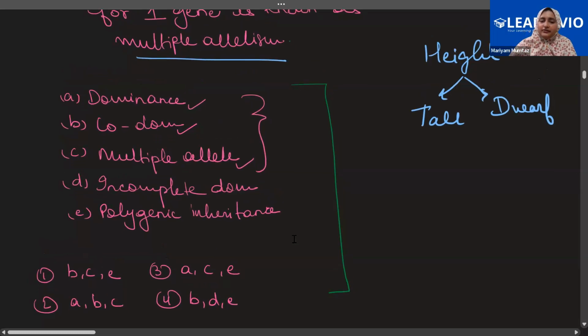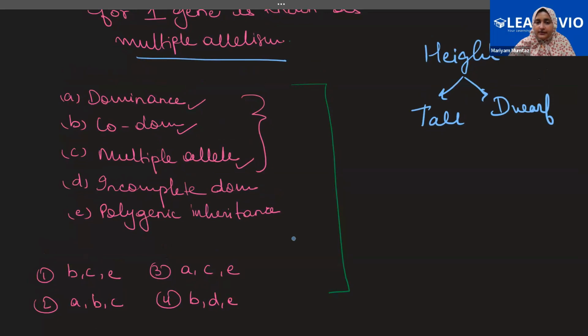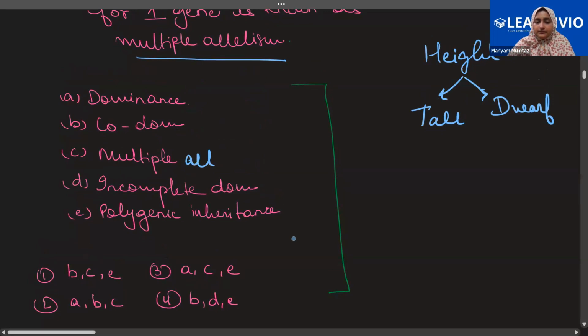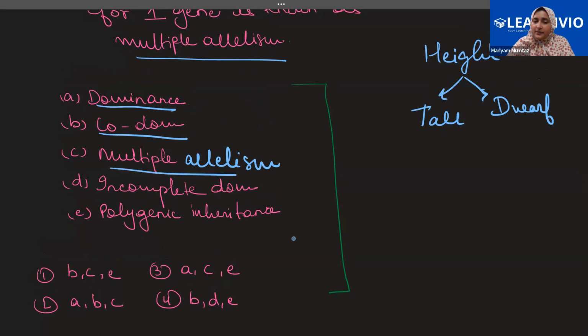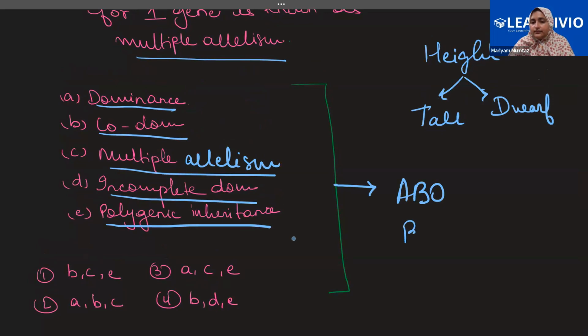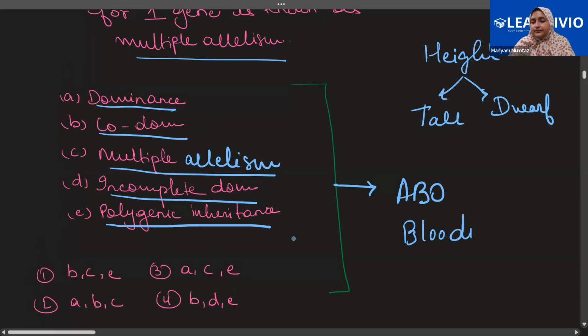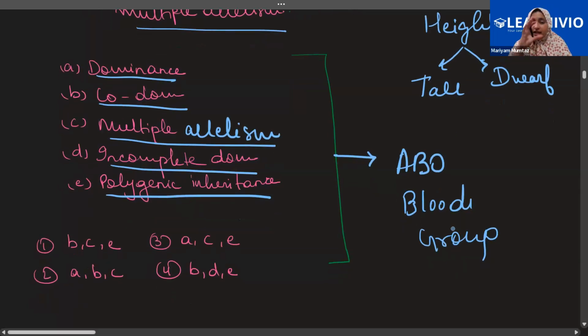Now, look at these characteristics that I mentioned here: dominance, codominance, multiple allelism, incomplete dominance, and polygenic inheritance. Out of these, which are found in ABO blood grouping? Tell me. These are the options. You have to choose one from the options. How many of these phenomena are found in your blood grouping system?